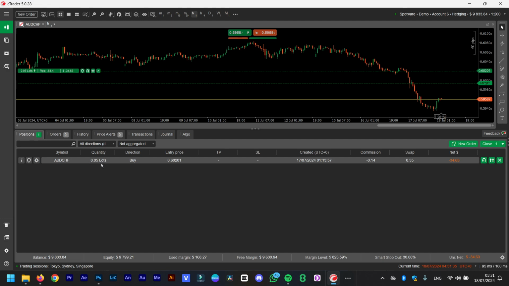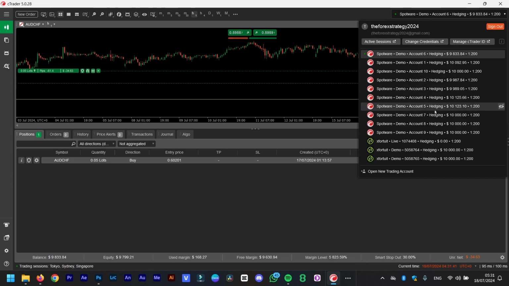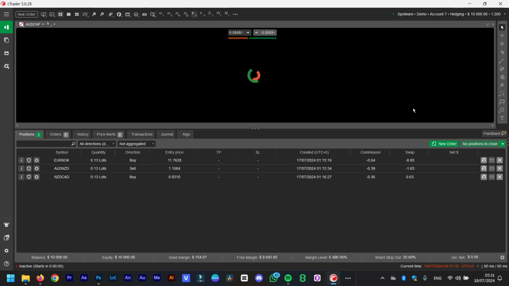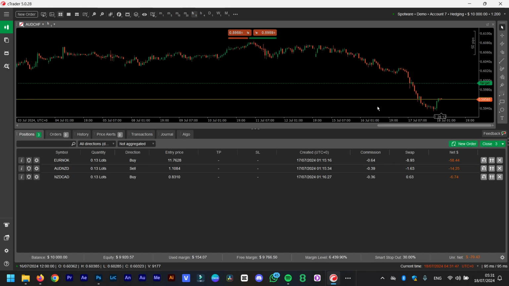So 0.05, the account's at almost 6,000%, which is really good. Now we're going to go to account number 7. Account number 7 is safe. As you can see, I have all 3 trades going negative against me, and I still have 6,000% of margin level. So that is really, really good with a 0.13 lot sizing.